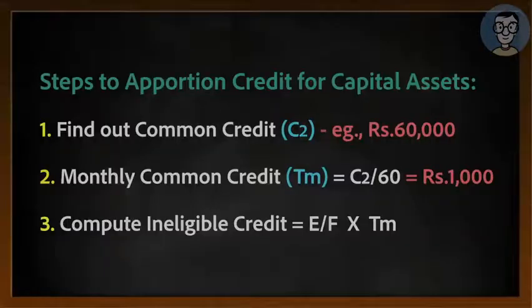Now what is the total common credit? 60,000 rupees. What is monthly common credit? 60,000 divided by 60, so you will get 1000 rupees. Let us name it as TM. So 1000 rupees is nothing but TM, that is monthly common credit. So step number 1 is done. Step number 2 is done. Now step number 3. Step number 3 is nothing but E by F into TM.